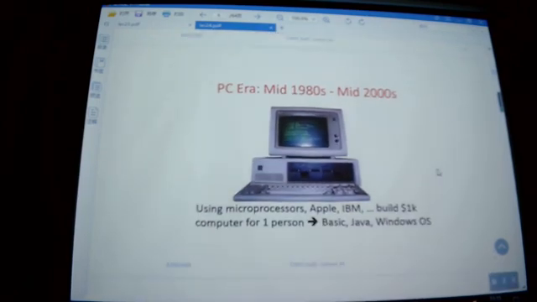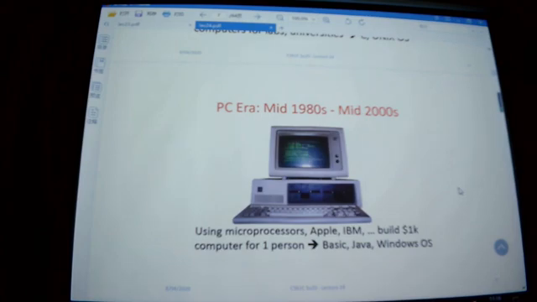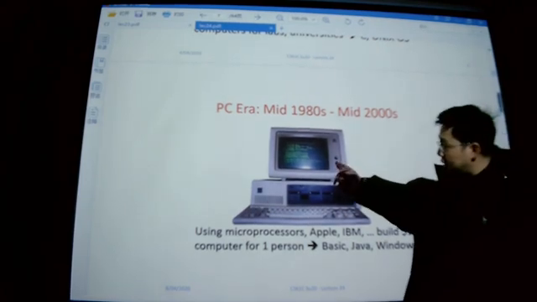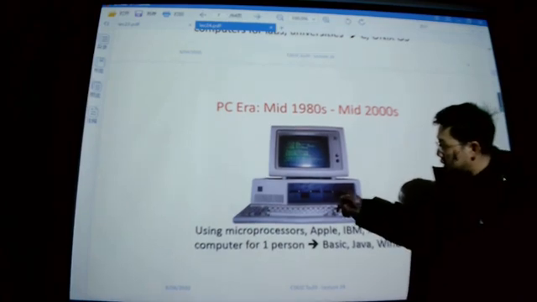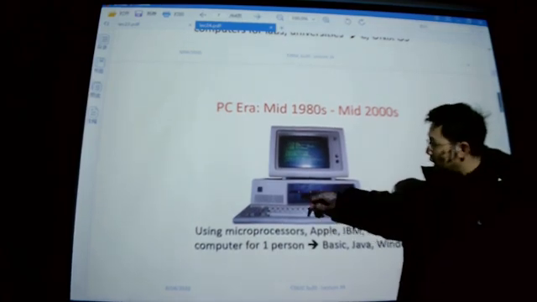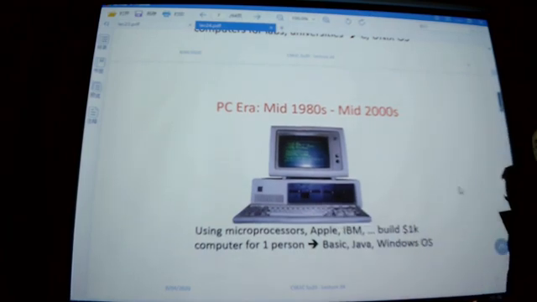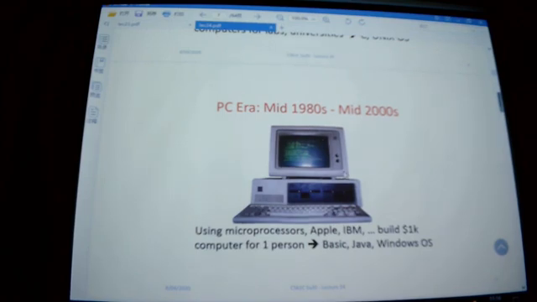Okay, this is the PC era from the mid-1980s to the mid-2000s. The computer is from when I was in my student era. I see the first computer is like this. In the past, this is the monitor, this is the computer, this is the keyboard, and this is the floppy. Yeah. You can see the size of the monitor.